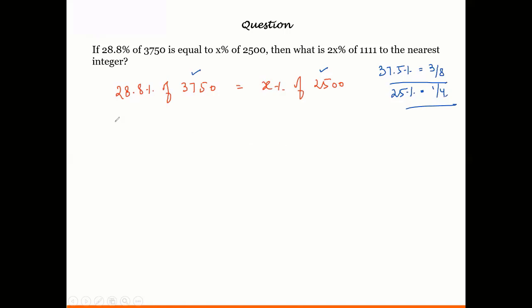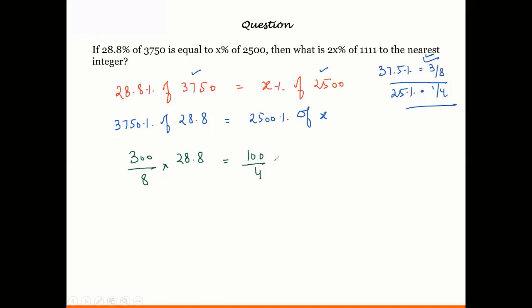If I shift it, it can also be written as 3750% of 28.8, and this is equal to 2500% of x. Now 37.5% we know is 3 by 8, so 3750 is 100 times of that. So 100 times of that is 300 by 8. So 300 by 8 of 28.8. Similarly, 25% is 1 by 4, so 2500 is 100 by 4. So it is 100 by 4 times of x.